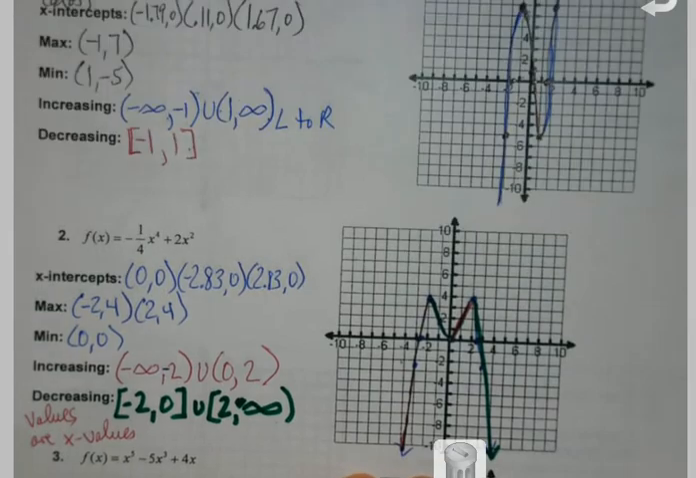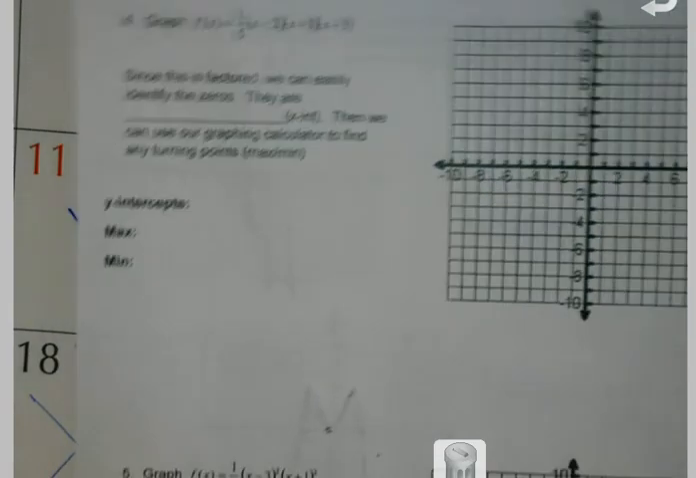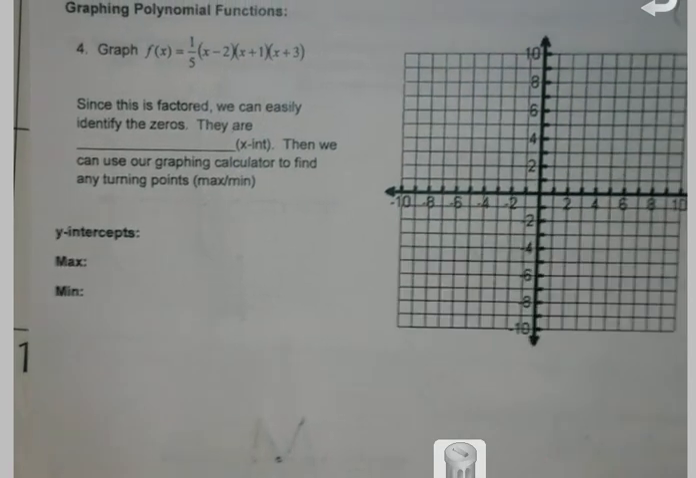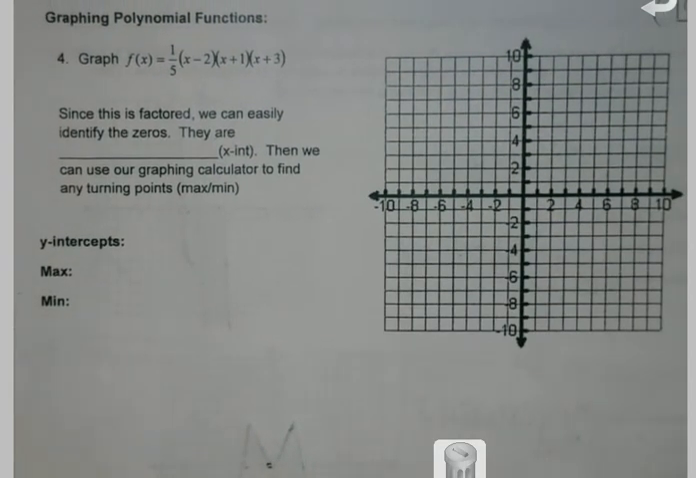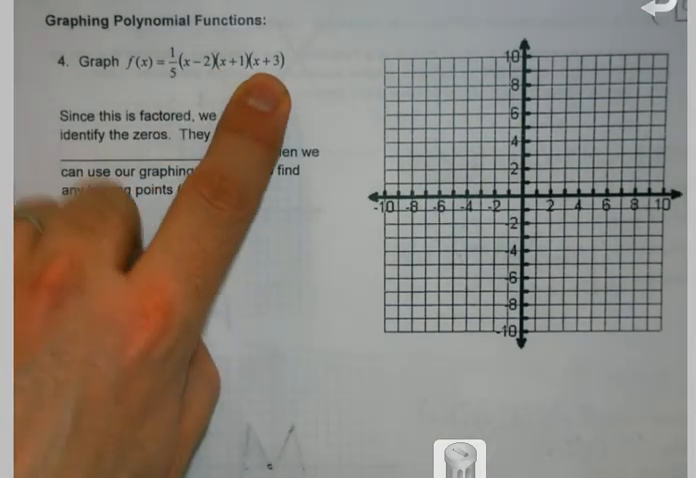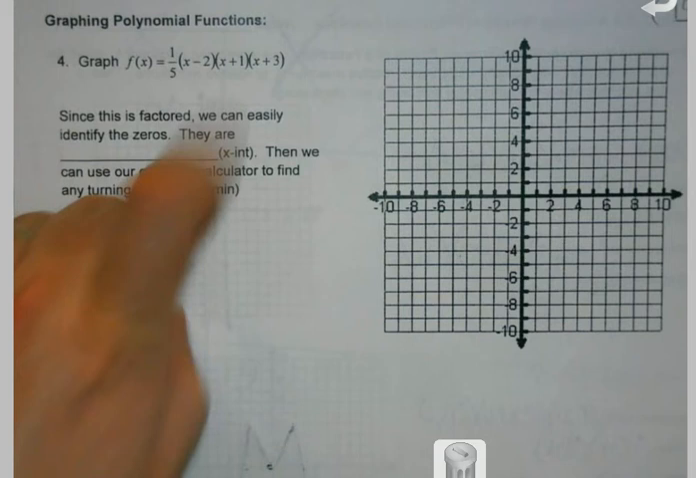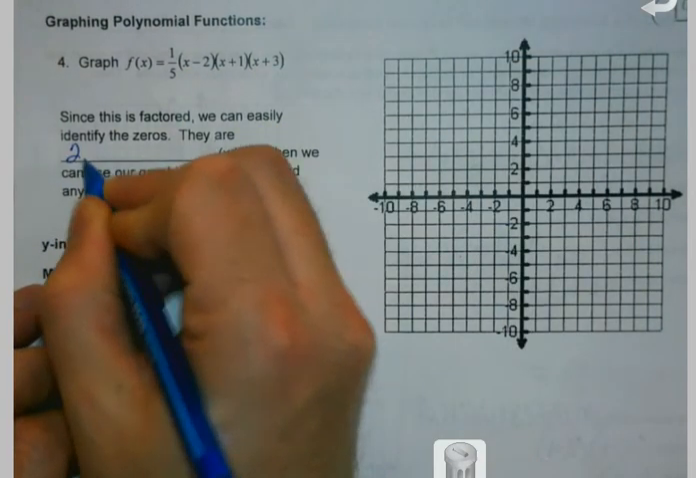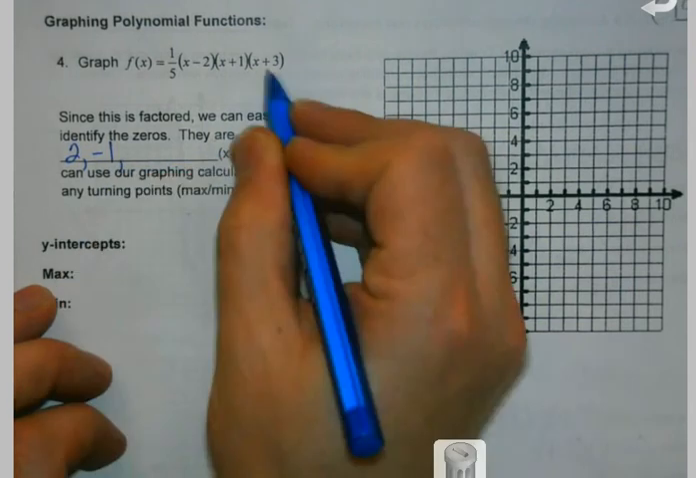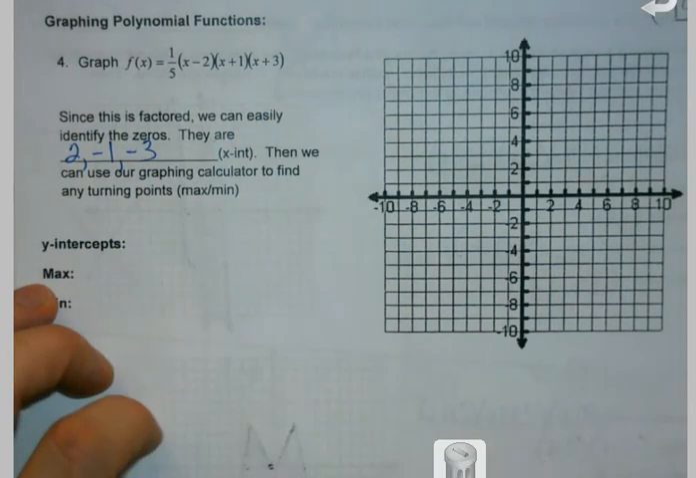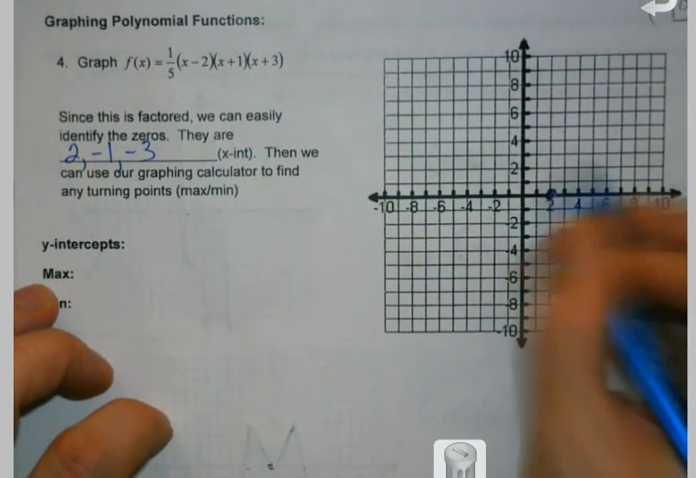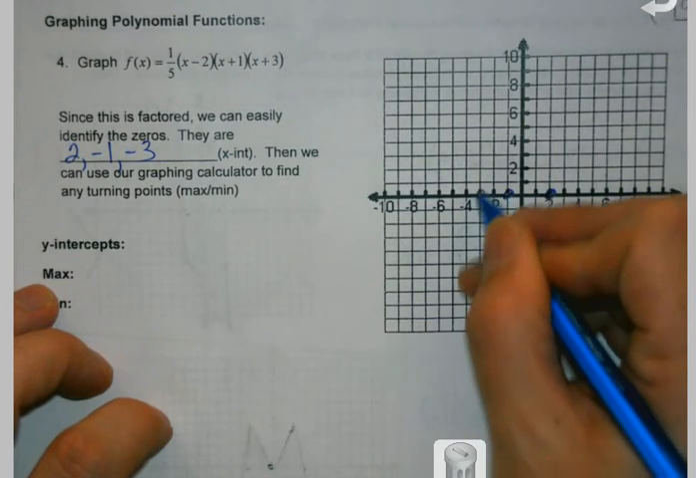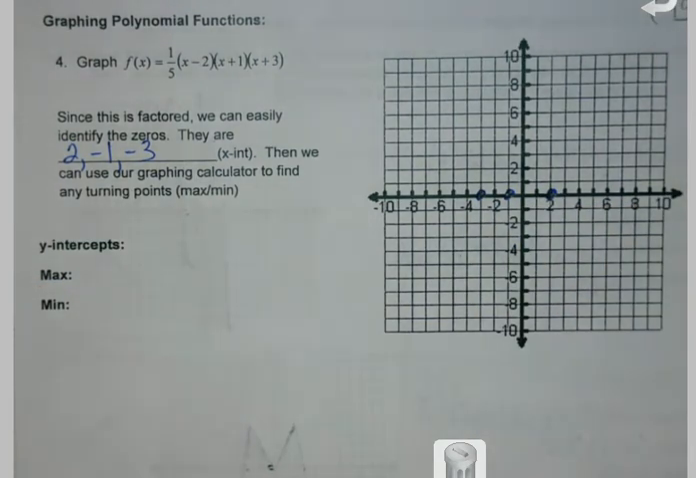Number 4. All right, let's flip over here. Okay, so when we get back here, now it's in a little different of a format, but it's still working. To identify the zeros back on 4, I would just take each of those quantities, those sets of parentheses, and set them equal to 0. So that would get me zeros at 2, -1, and -3. So again, those zeros are going to be x-intercepts.